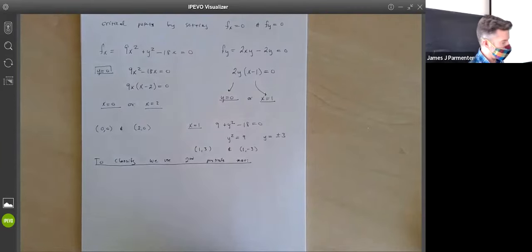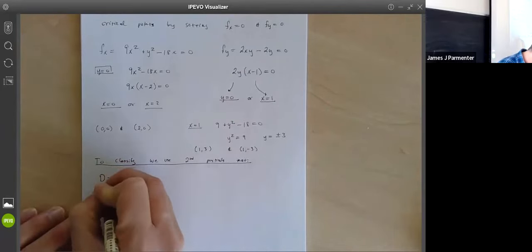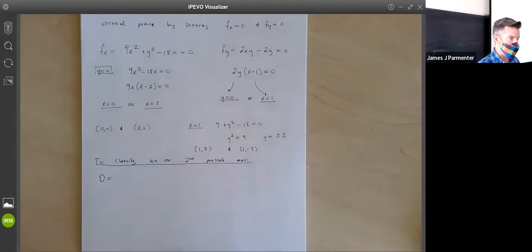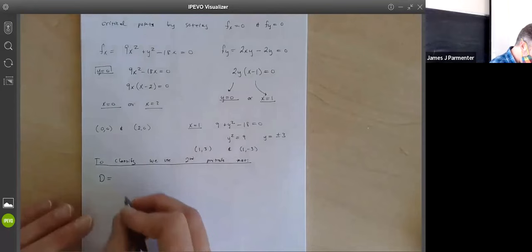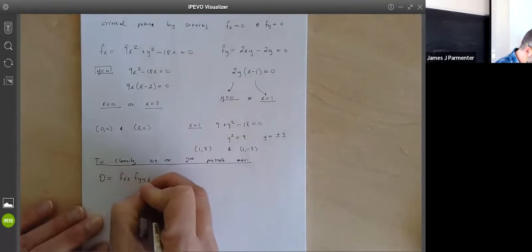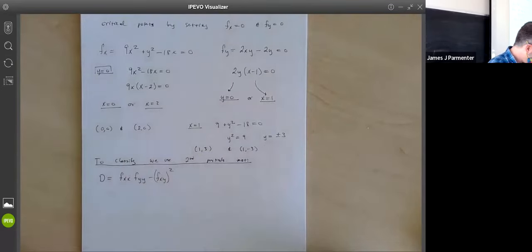We're going to do the same sort of thing here, but it's a different thing we have to calculate. So we're going to calculate capital D. Capital D stands for the determinant of the Hessian. You don't need to know that, but it is kind of interesting. There's a 2 by 2 matrix. This is the determinant. We're going to calculate the product of fxx times fyy minus the mixed partial squared.